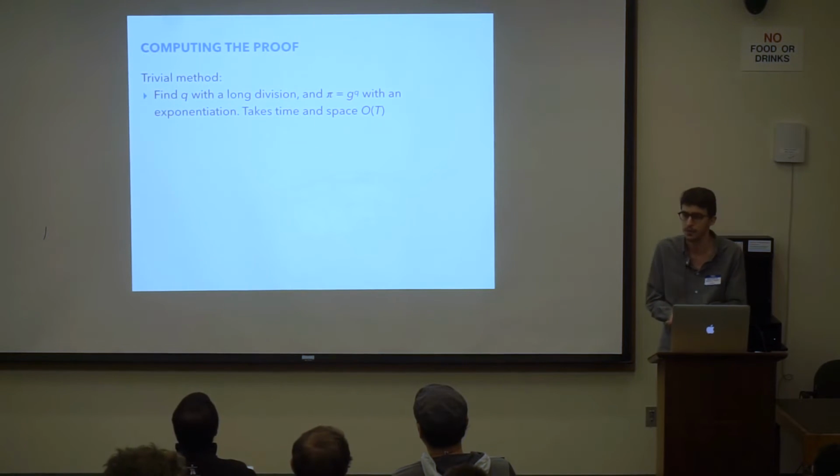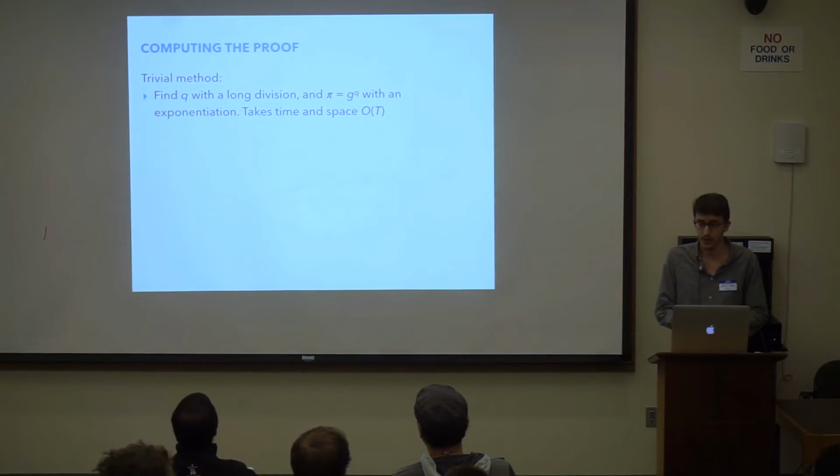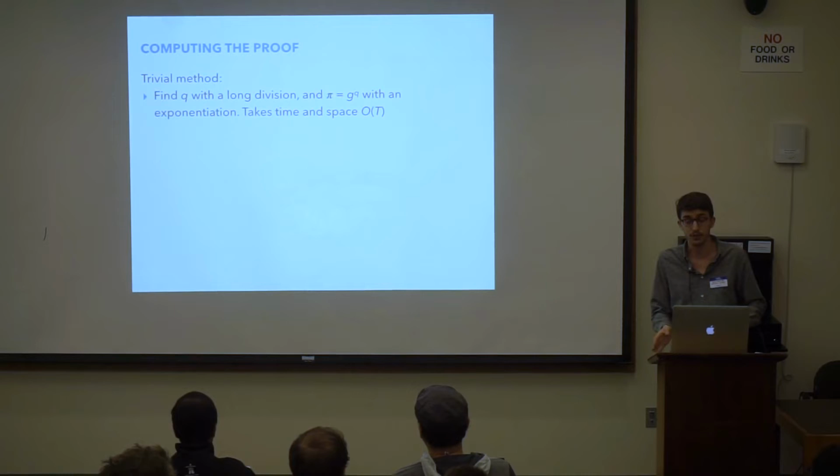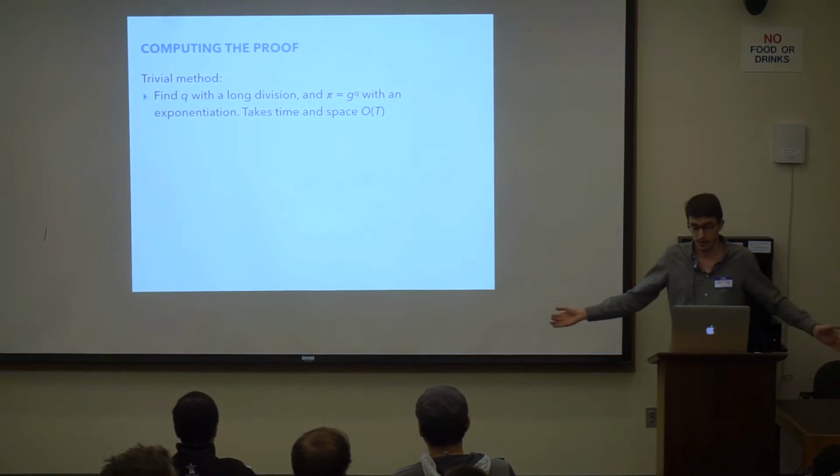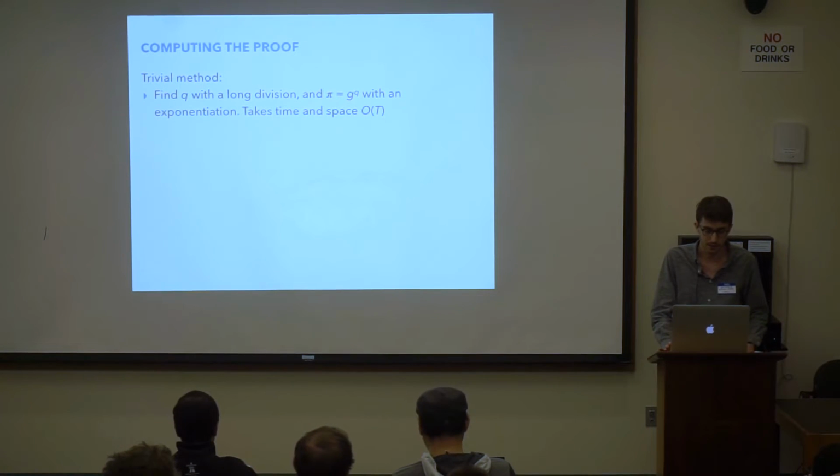The trivial method would be to just do a long division to compute your quotient q, and then you compute pi, which is g to the q. But this will take essentially time and space big O of t, because q is big O of t bits. So it's going to take a while and a lot of memory.